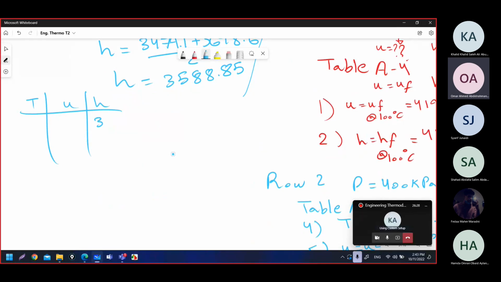For H, we said these two numbers, 3479.1 and 3698.6. And my enthalpy was 3588.85. The corresponding values for the temperature are 500, and I want to find T that corresponds to the H given in the question, and 600. The same thing with U.